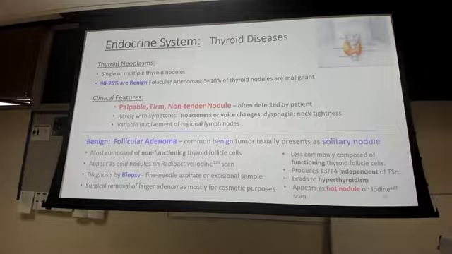Less commonly, it could be a functioning thyroid cell, so it could make T3 and T4. It can cause hyperthyroidism. It's less common, but it can do that as well. So you can have either underfunctioning or overfunctioning of these thyroid nodules. You just don't know which one you've got.